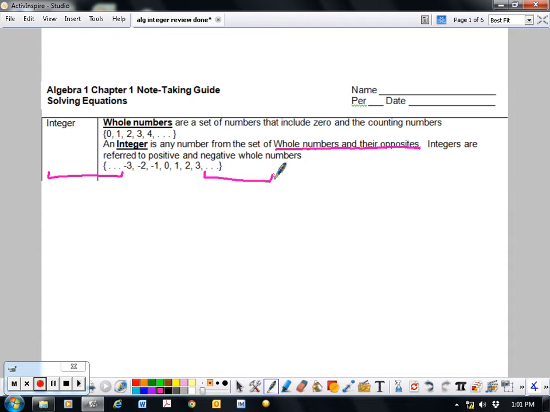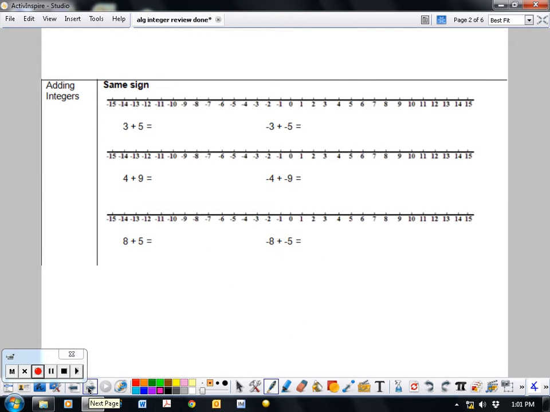And so we're going to go ahead and talk about the different operations and how things work to kind of help get your brain ready for understanding when we start solving equations. So the first thing we're going to talk about is adding integers with the same sign. And so I'm going to use a number line to demonstrate how this typically works.